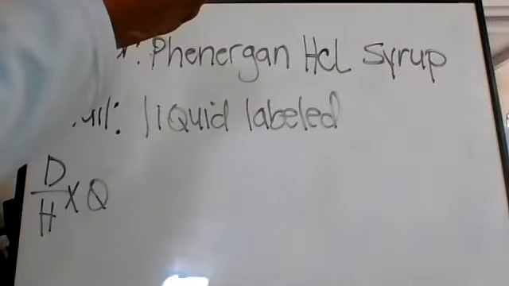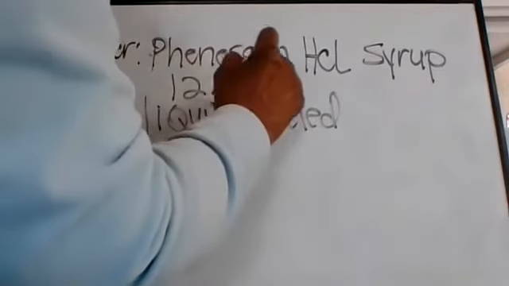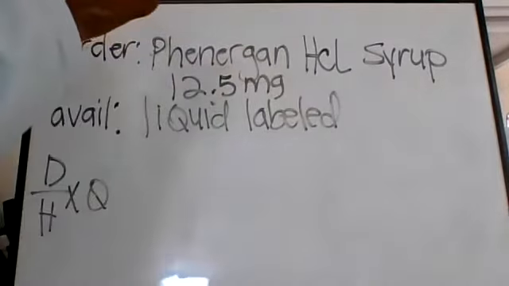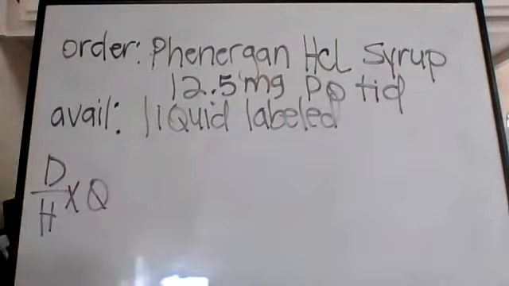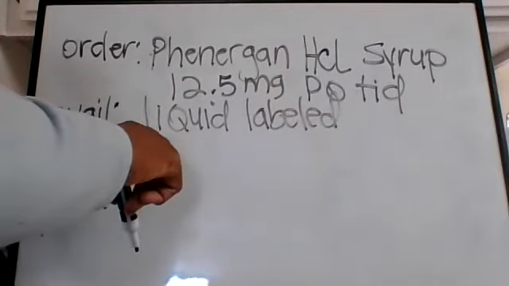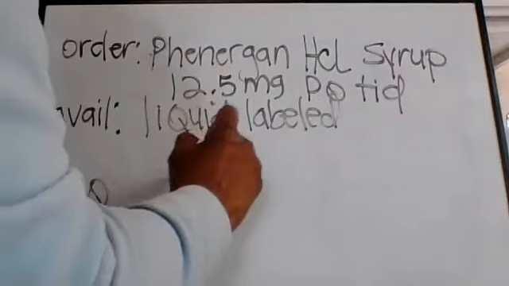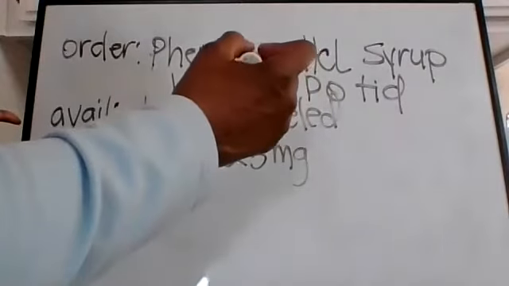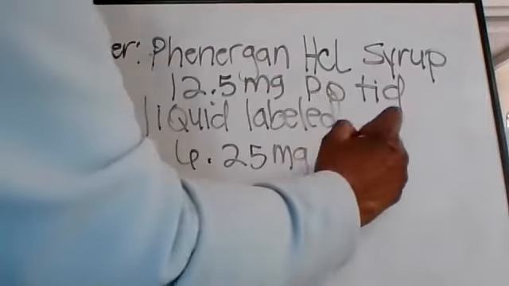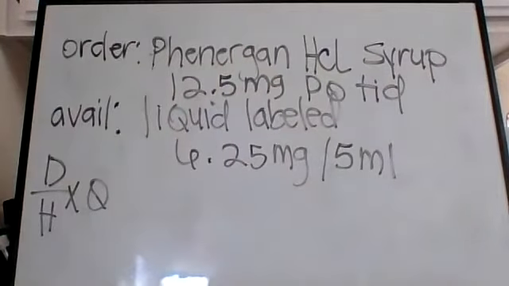Okay, the dosage is 12.5 milligrams PO TID. TID is 3 times a day. What's available is liquid labeled 6.25 milligrams per 5 milliliters. Okay, work this one out.